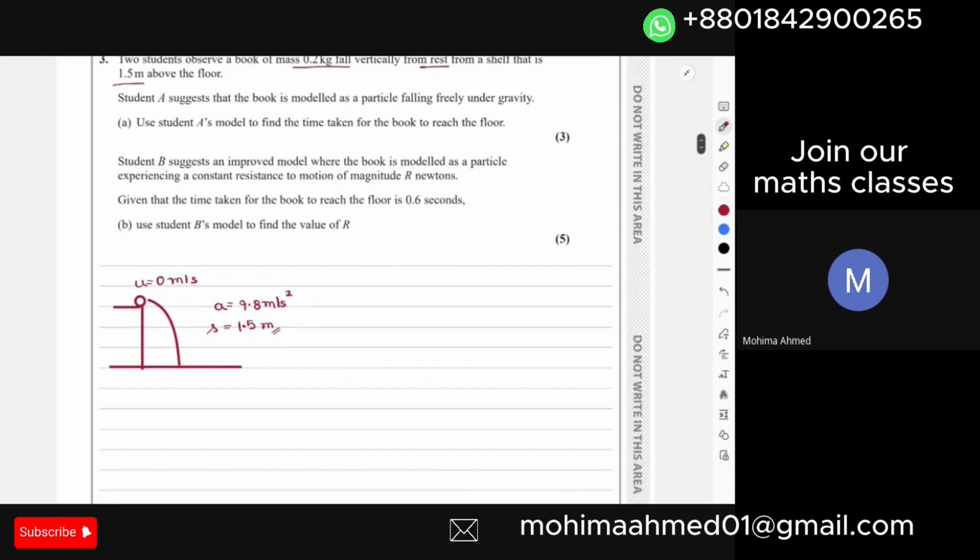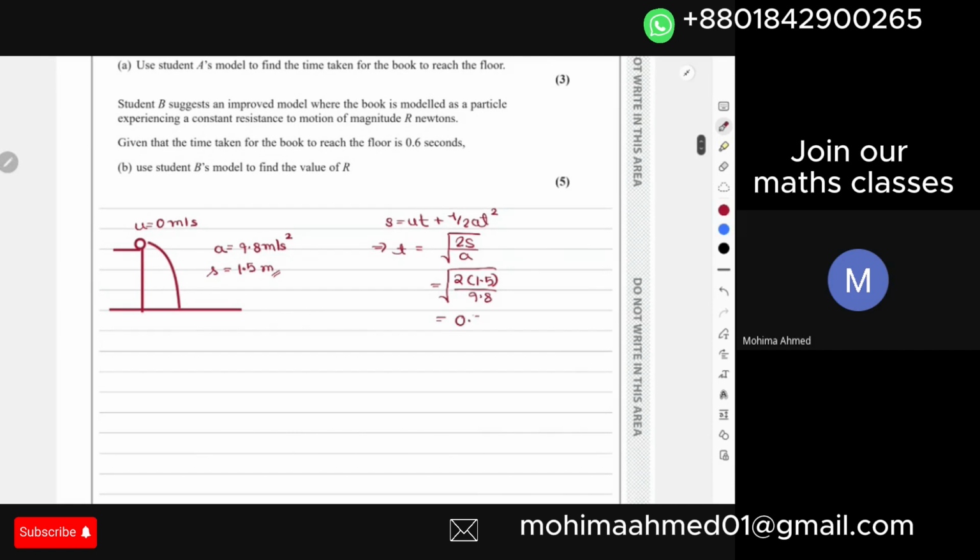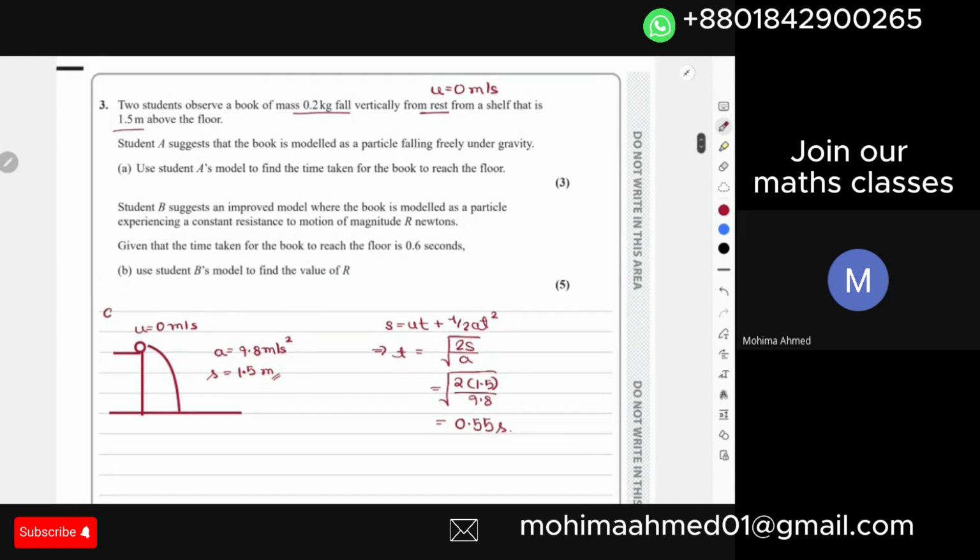And if I want to find out the time, we're obviously using the equation s = ut + ½at². u will be 0, so you end up getting the value for your t as the square root of 2s over a. So this is the square root of 2 × 1.5 over 9.8. So you get 1.5 over 9.8, and this is 0.55. So you get your answer as 0.55 seconds, right? And this is it for part A.